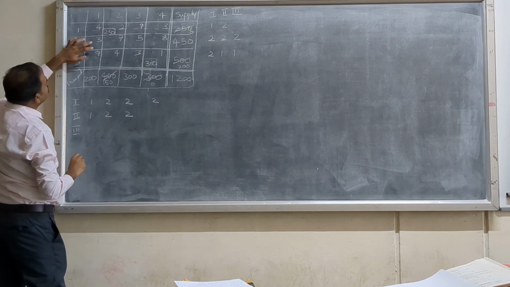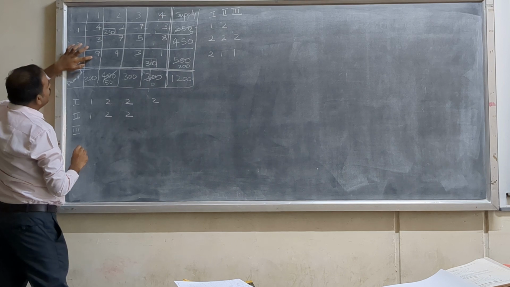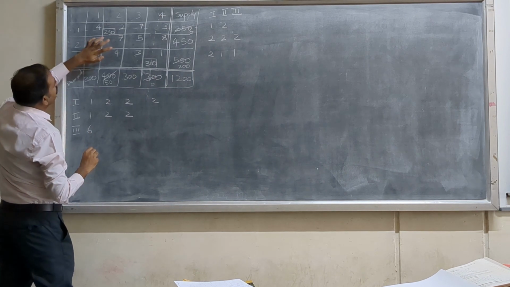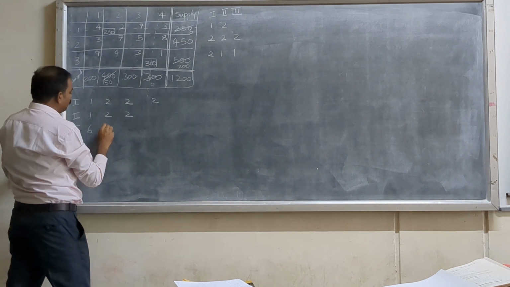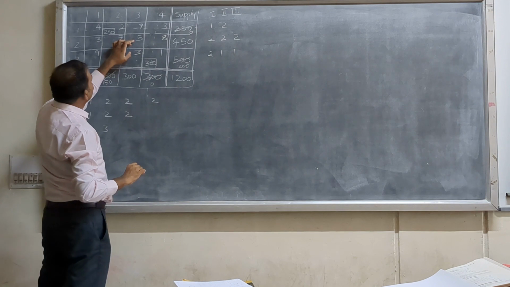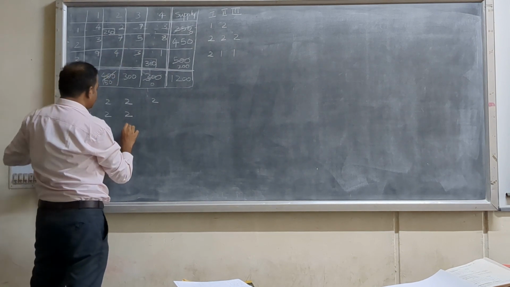Column penalty is 3 and 9. So 9 minus 3 is how much? 6. So this is 7 and 4. 7 minus 4 is 3. And this is 2. 5 minus 3 is how much? 2.